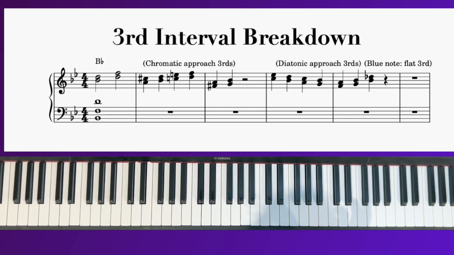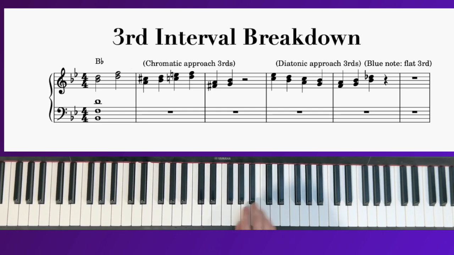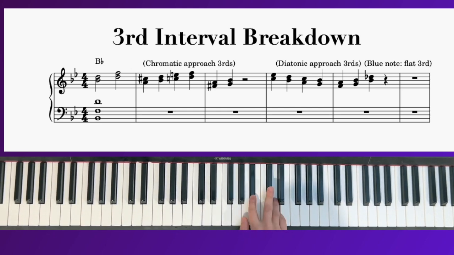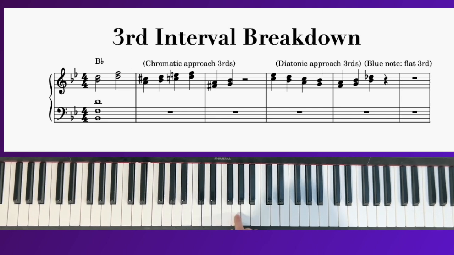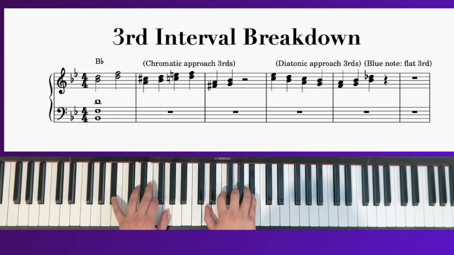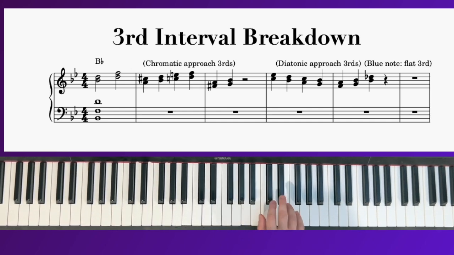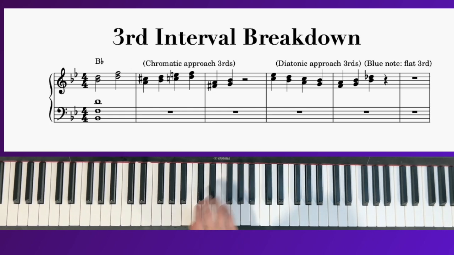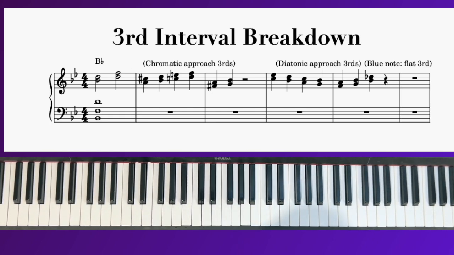Well, we could approach the third chromatically. And then also you could use the minor third of a G minor, which would apply a B flat sixth. We're already getting a bit of a cool sound there. We can use some blues. We can also approach it diatonically.